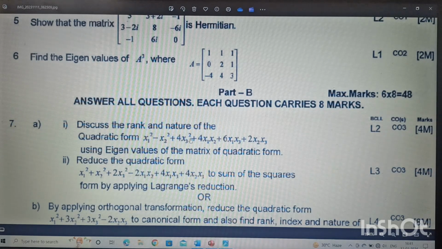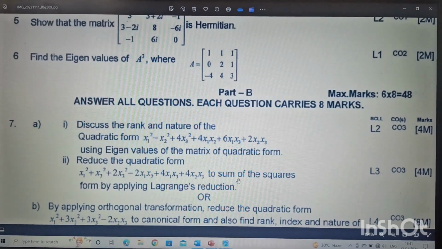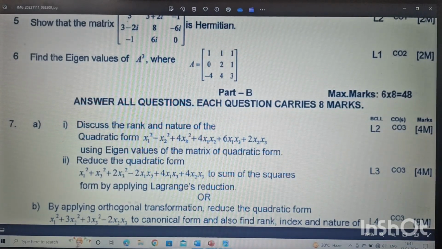Okay, and second question is also the given quadratic form is reduced to the canonical form, and that is sum of the squares by using Lagrange's reduction. This is one of the given methods. So first one is by using eigenvalues. Eigenvalues find out chesi depend on the types of eigenvalues, that is finding rank and nature.